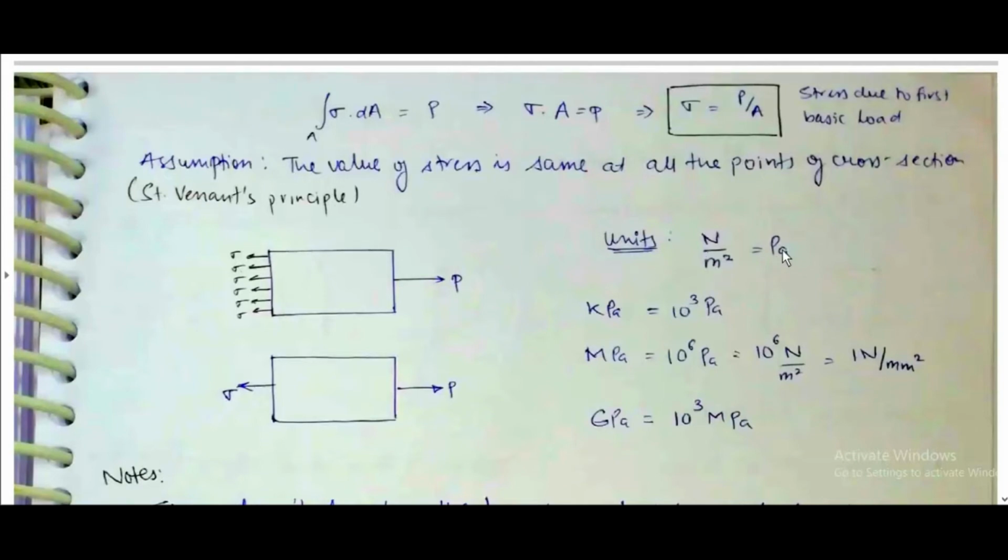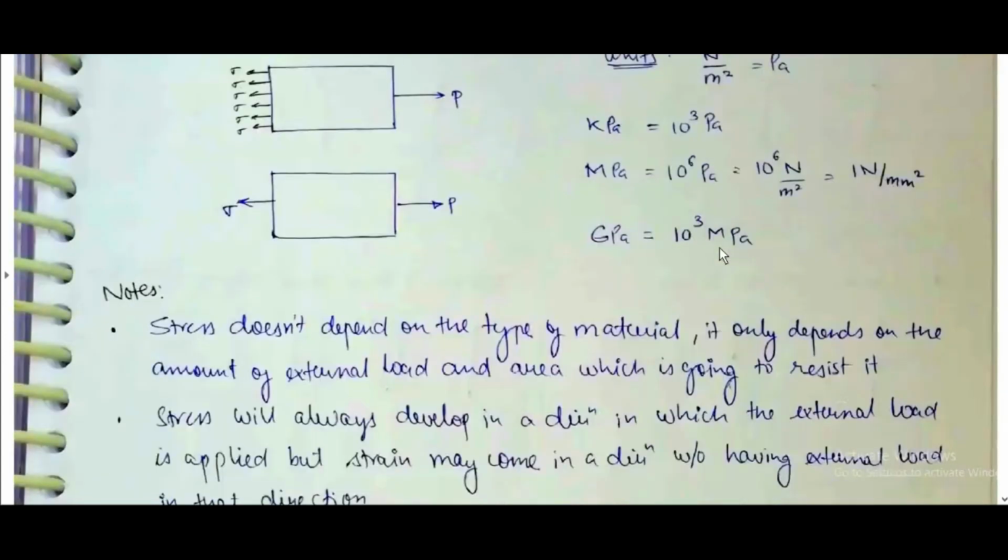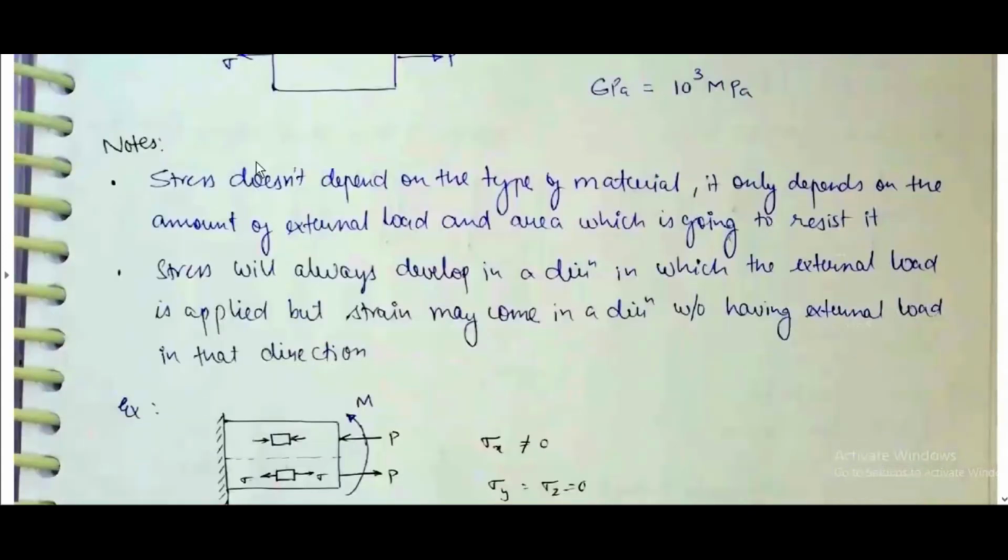Units: Newton per meter square, Pascal. Kilopascal is equal to 10 cube Pascal. Megapascal is equal to 10 power 6 Pascal, which is equal to 10 power 6 Newton per meter square, which is equal to 1 Newton per mm square. Gigapascal is equal to 10 cube Megapascal.